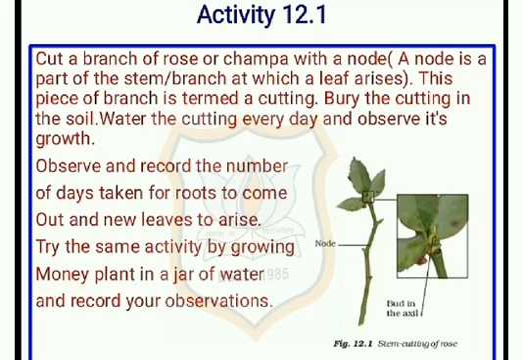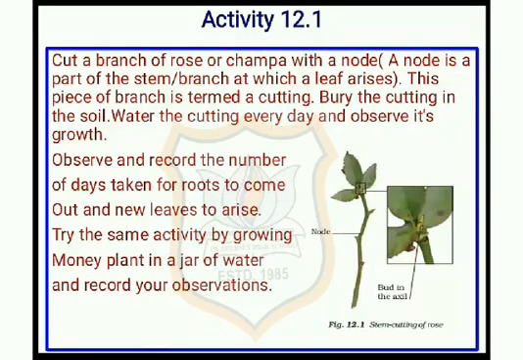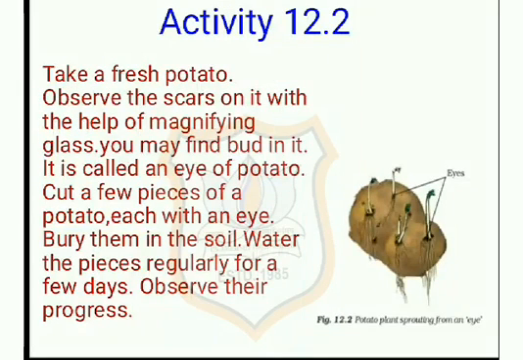So students, you will observe that a new plant develops from the growth of the buried cutting. Students, we conclude that a new plant can be obtained from stem by vegetative reproduction. To understand vegetative reproduction by bud, we will perform activity 12.2. Students, take a fresh potato, observe the scars on it with the help of a magnifying glass. You may find a bud in it. It is called an eye of potato.